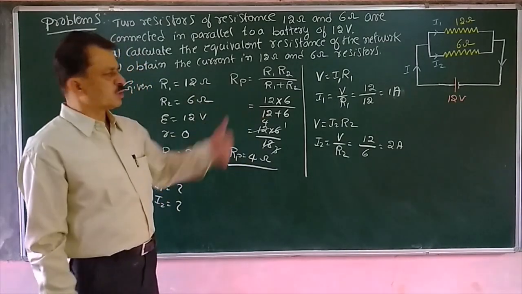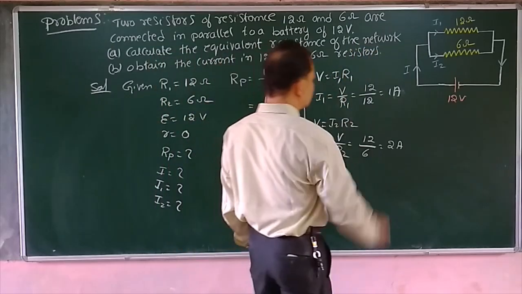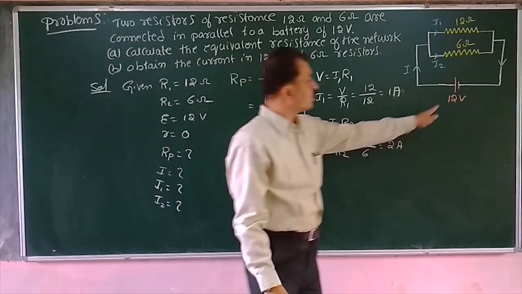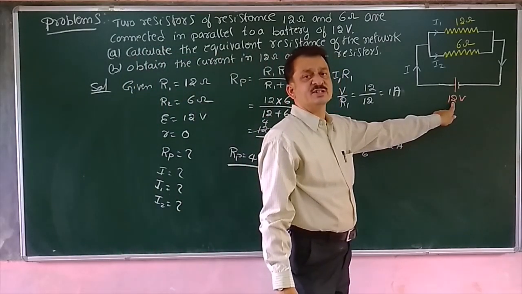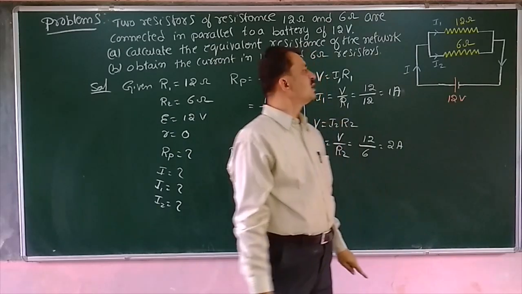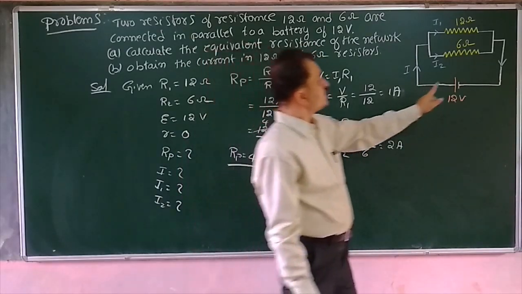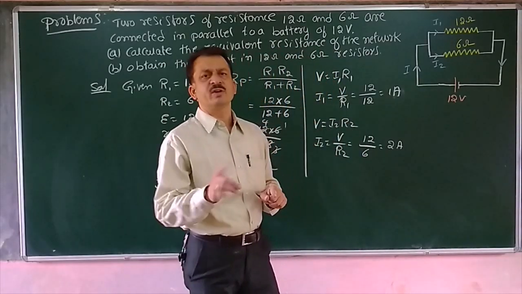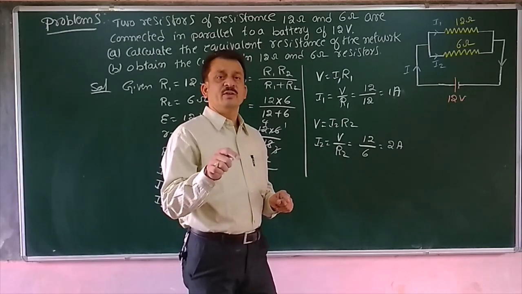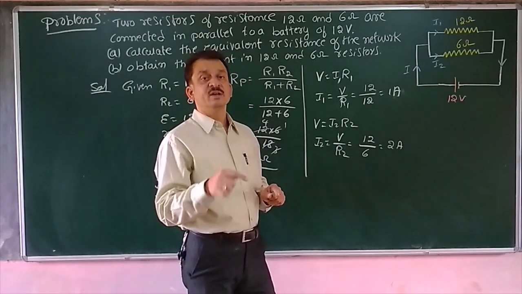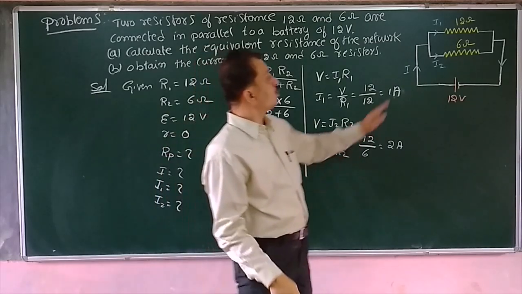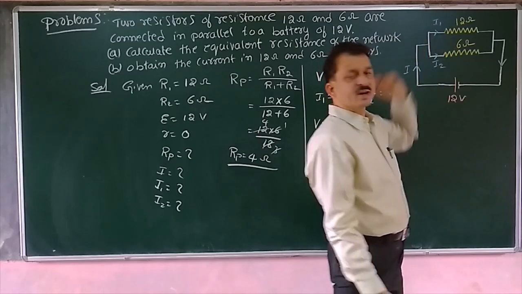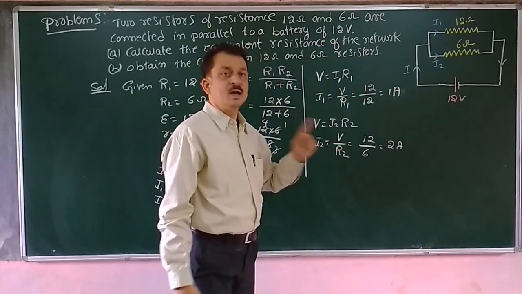There is no need to work out the total current here, but you can calculate it. In some other problems, if they have given an internal resistance, then the terminal voltage and EMF are not equal. In that case, we have to work out the current and the drop across the combination and then follow this method.